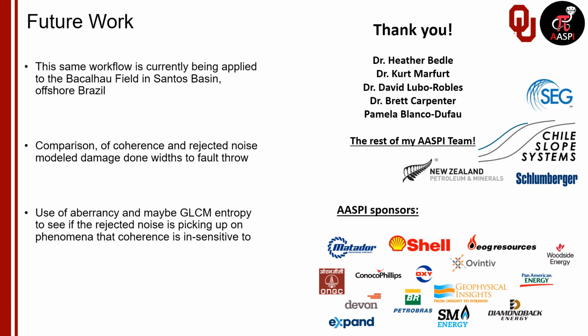The interesting thing with aberrancy is that aberrancy is an attribute that can pick up on anomalies that coherence can't, specifically faults with small offset. So if we can show that the rejected noise is also anomalous over aberrancy anomalies, then that's further proving up that the rejected noise is modeling or picking up on these smaller fractures better than coherence is.